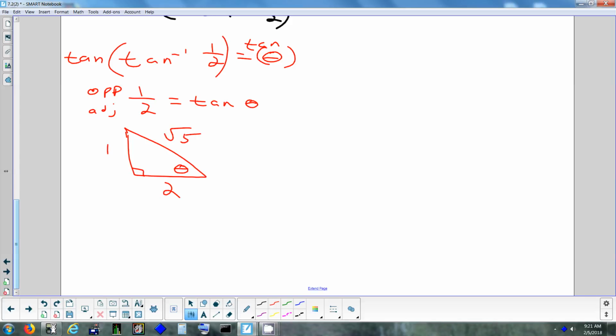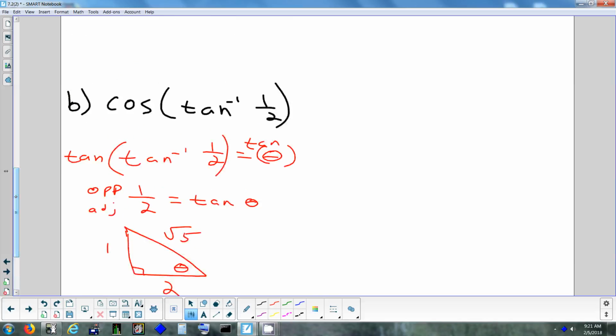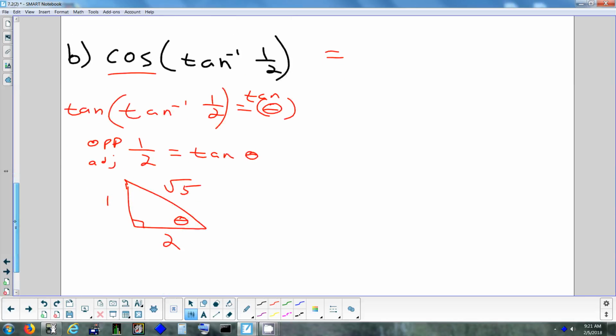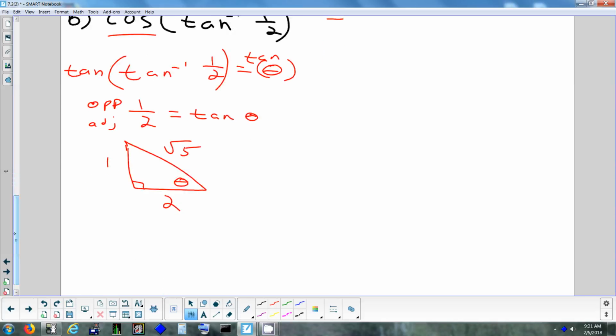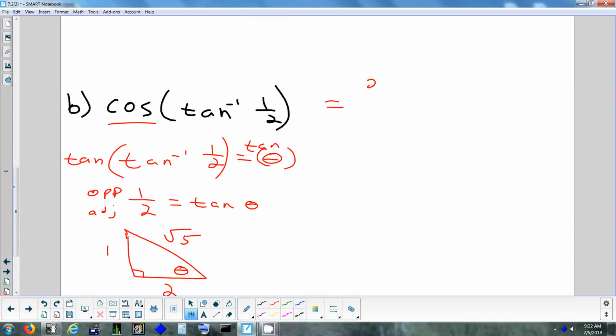Okay. Now we're at the point where we go back up. Look at the original outside function. They want the cosine of that. Okay. So the cosine of my diagram. How about Caleb? What's my cosine there? 2 over the square root of 5. Yep. And can you fix that for me? So it'd be 2 square roots of 5 over 5. Perfect.